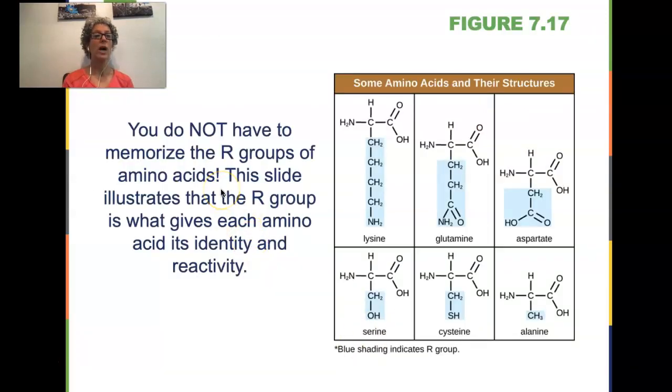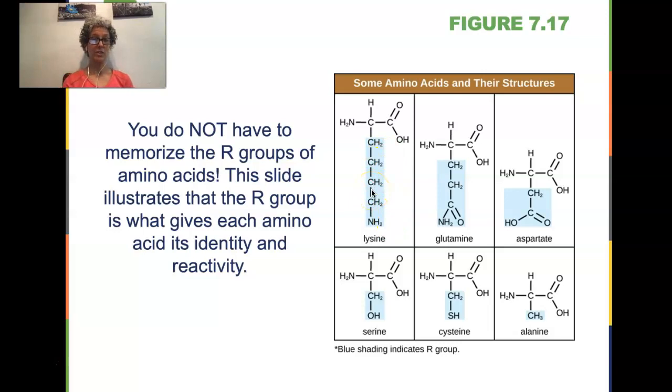My big warning, you do not have to memorize the R groups of amino acids. This is only 6 out of the 20 that are used in proteins, but that blue area tells you the R group for these 6 different ones. And we have one that's just a methyl group. This one has a sulfhydryl group. This has a CH2 and a hydroxyl group. This one has a carboxylic acid group. This has an additional amino, and so does this one.